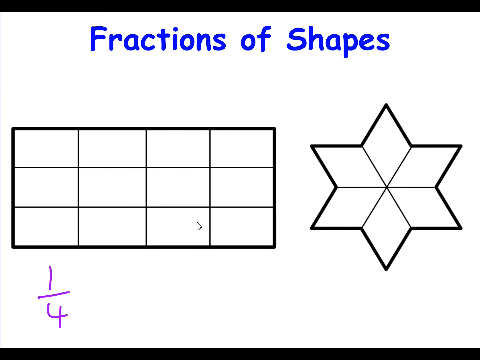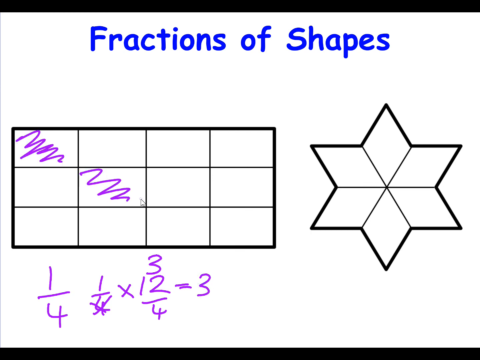So 3, 6, 9, 12. So I have 12 squares and I want to find 1/4 of the 12 squares. So don't do that, do this. So I need to shade in 3 squares. There you go. I've shaded in 1/4 of the shape.